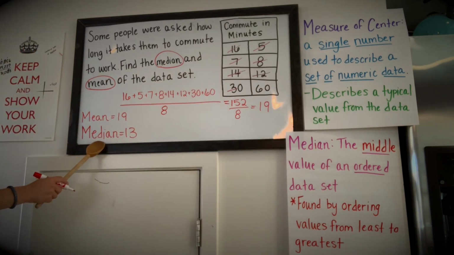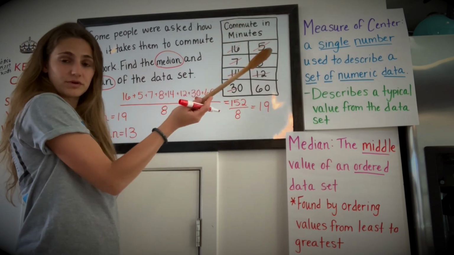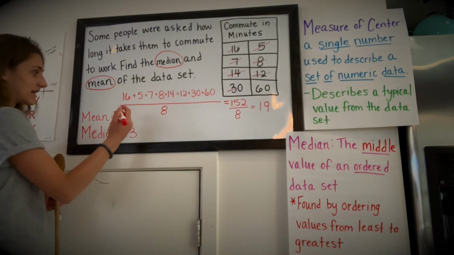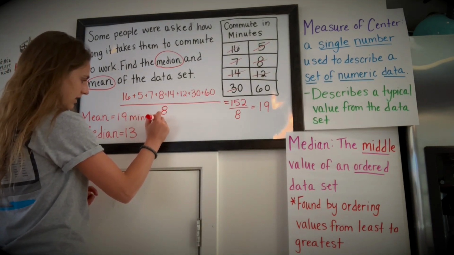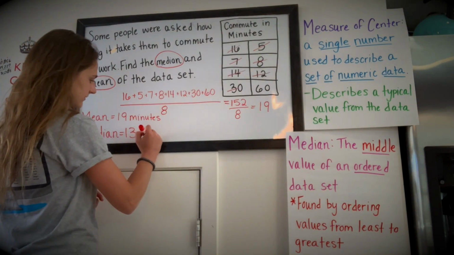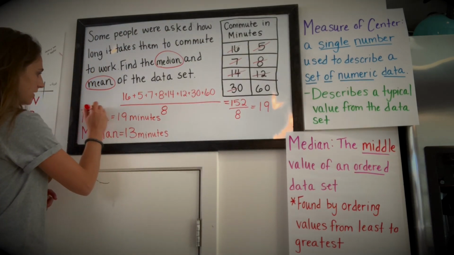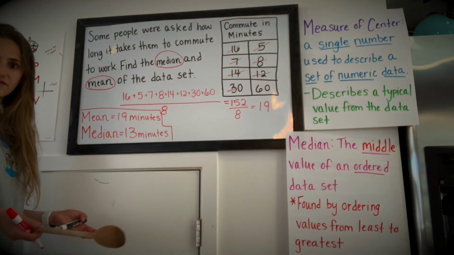Something that both of these answers are missing is a unit. And because this table tells us our commute in minutes, we need to add that the mean is not 19, but 19 minutes. And the median is not just 13, but 13 minutes. And here, we have our final answer of the data set.